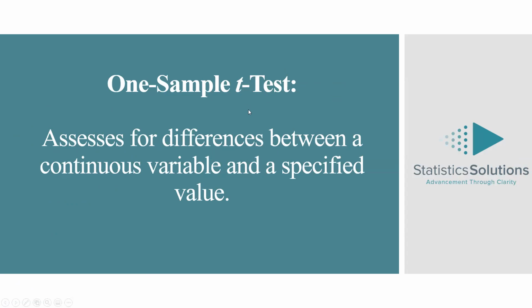Final example, which is really short, there isn't really much to this, is a one-sample t-test. And this tests for differences between a continuous variable, so perhaps a measure that you collect, GPA, grade, test score, and if you want to compare that variable to a specified value, that's when you can run a one-sample t-test. So if you had literature that said maybe the average test score was an 86 for a particular test, and you want to compare that to your sample, that's when you run a one-sample t-test.